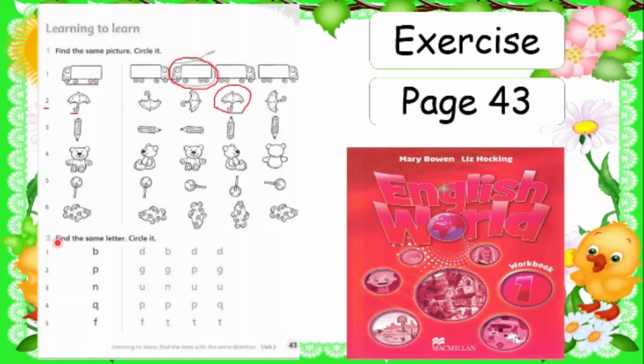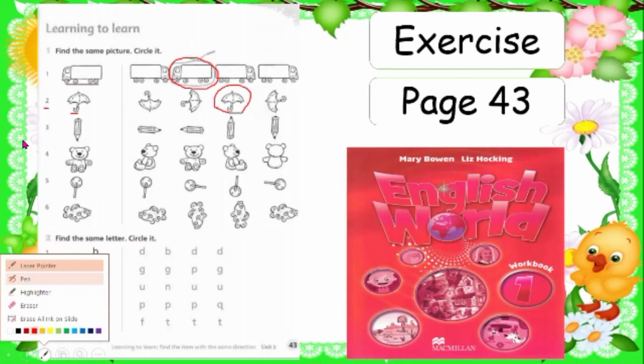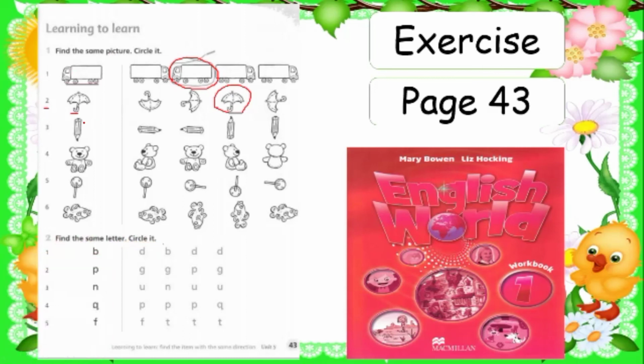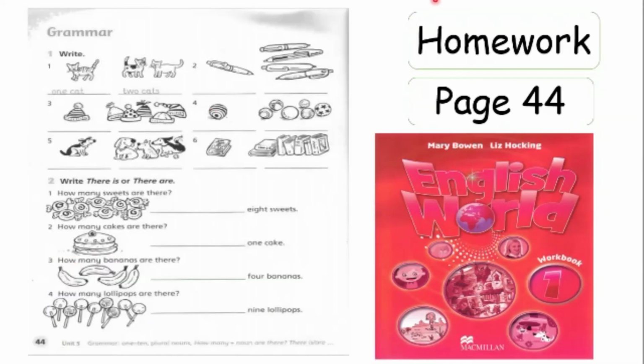In part 2, find the same letter and circle it. Number 1, letter B. Where is the same letter in number 1? Okay, this one has the same letter, so you circle that one. Very simple. Now kids, for your homework, I want you to answer page 44 in your English World Workbook also.